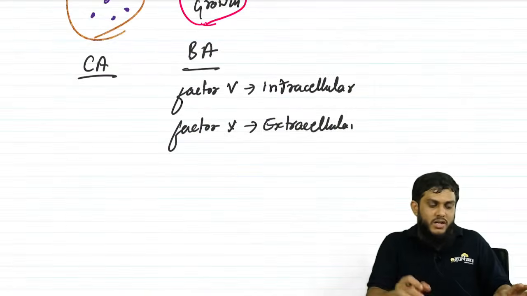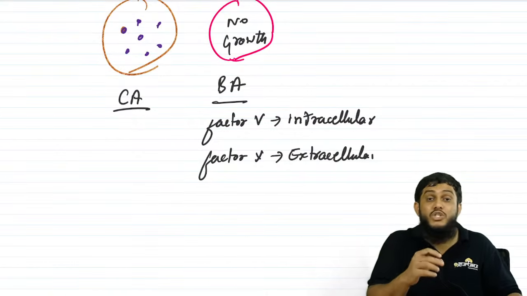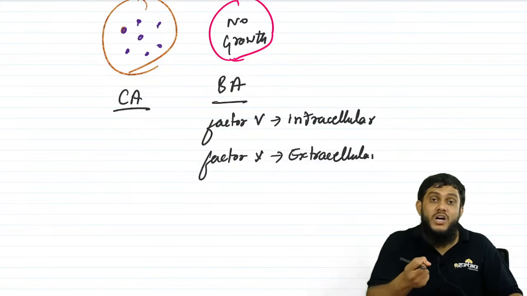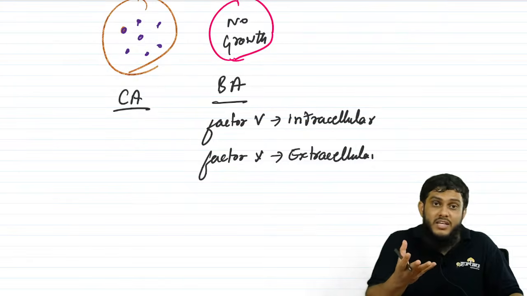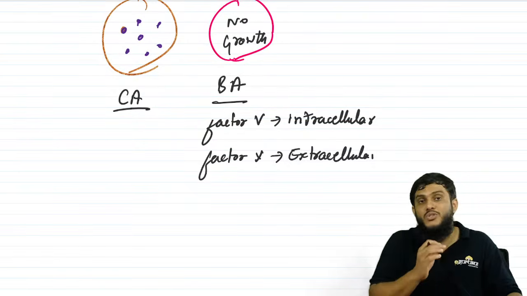The difference between blood agar and chocolate agar is that in blood agar RBCs are present, whereas in chocolate agar RBCs are lysed. When RBCs are lysed, a pigment is released, hemoglobin pigment, which gives the brown color to the media. That's why it is known as chocolate agar.